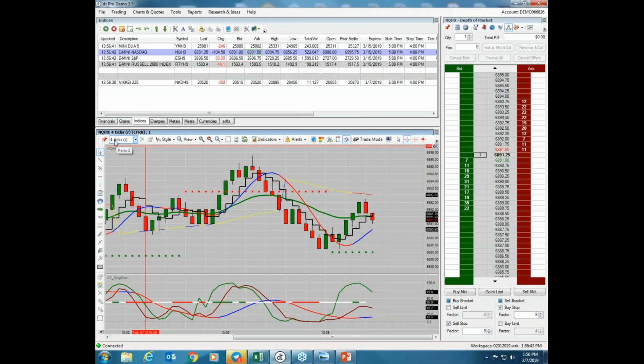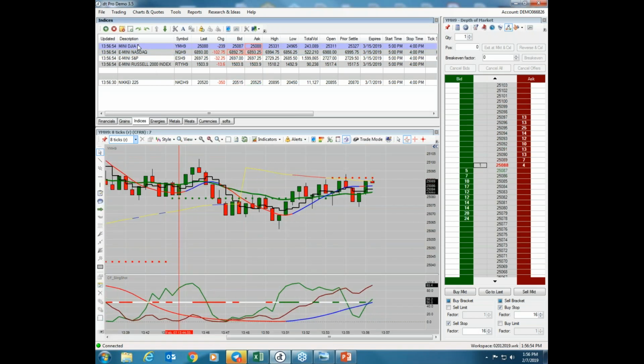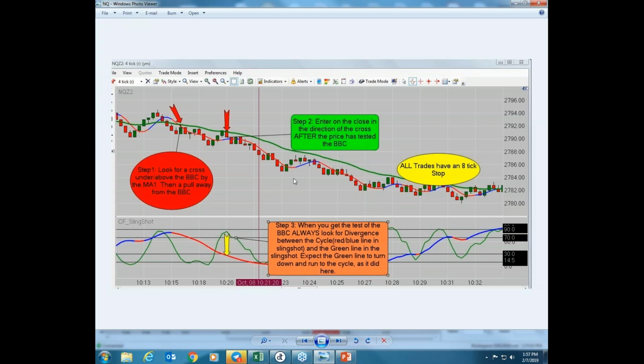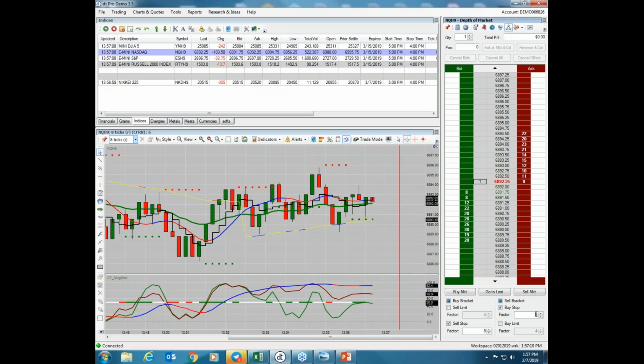What you're going to do is go from a 4-tick range chart to an 8-tick range chart. This is popular with the NASDAQ. It's also popular with the Dow. The reason why you'll do that, it will slow it down. The same rules that we went over earlier apply. The only difference is your stop loss now is 8 ticks. Your factor now is 16 ticks.